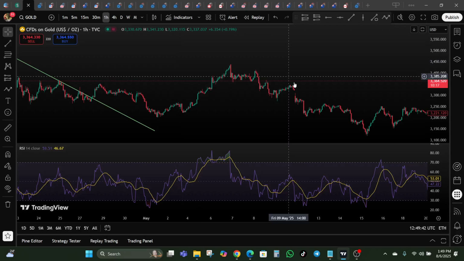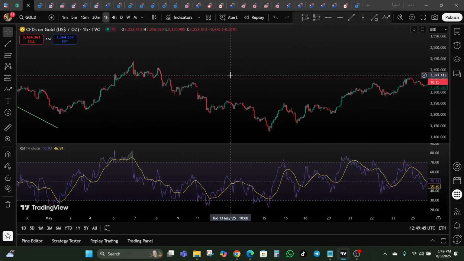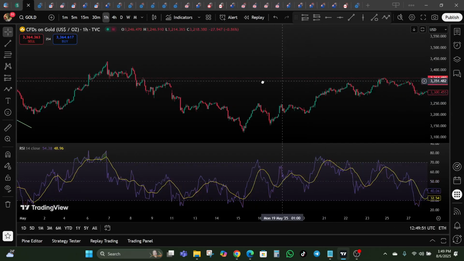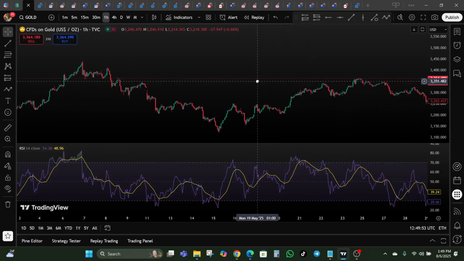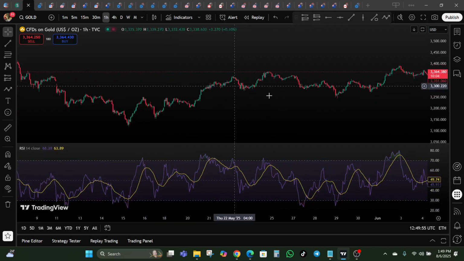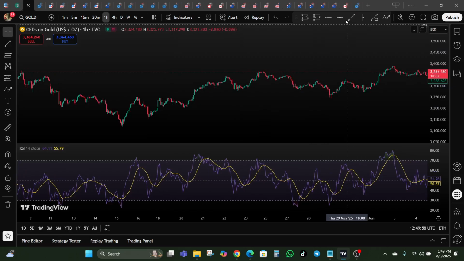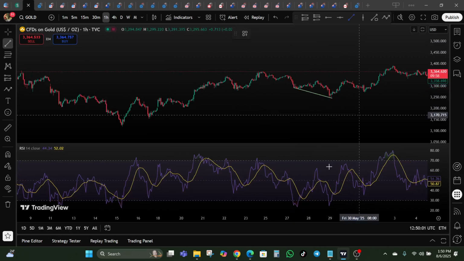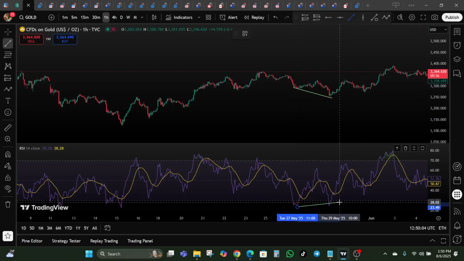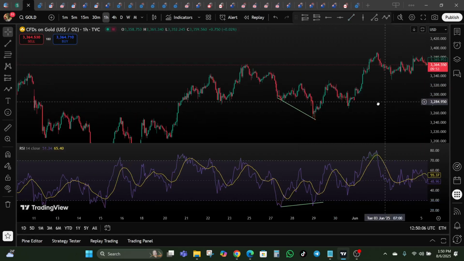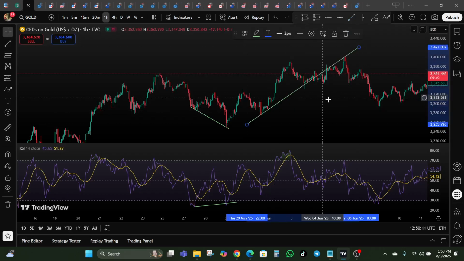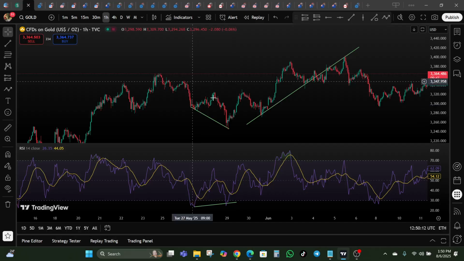And then in the case of a bullish divergence, it's when price makes lower lows, but then you have the RSI make higher lows. This is a bullish divergence showing that price is likely about to go up, and you can see that's exactly what happened. It shows that the bearish momentum was getting weak.